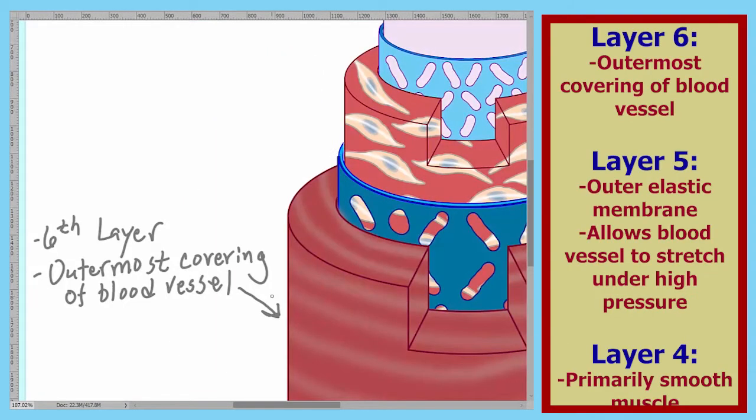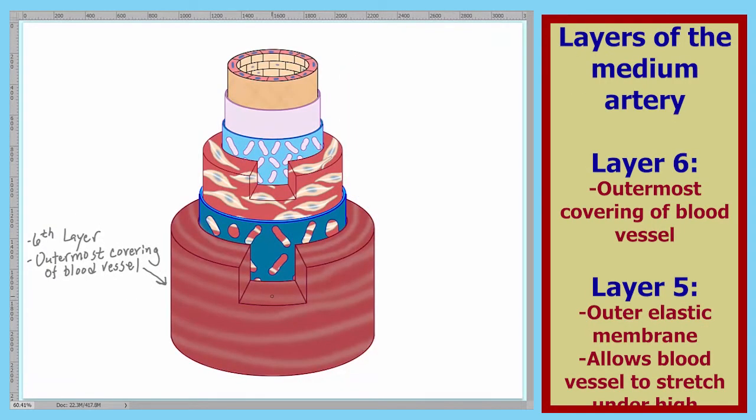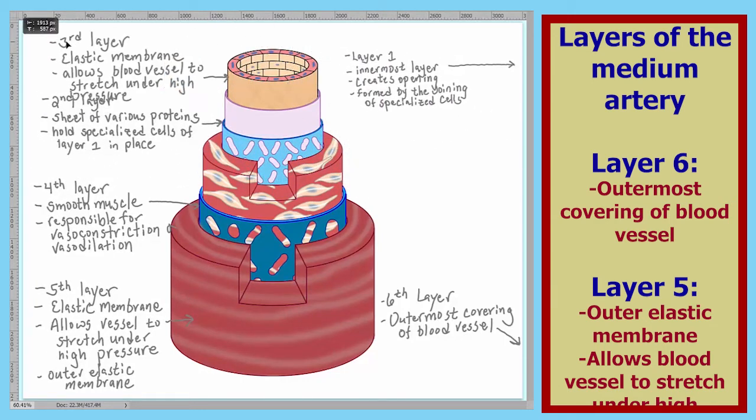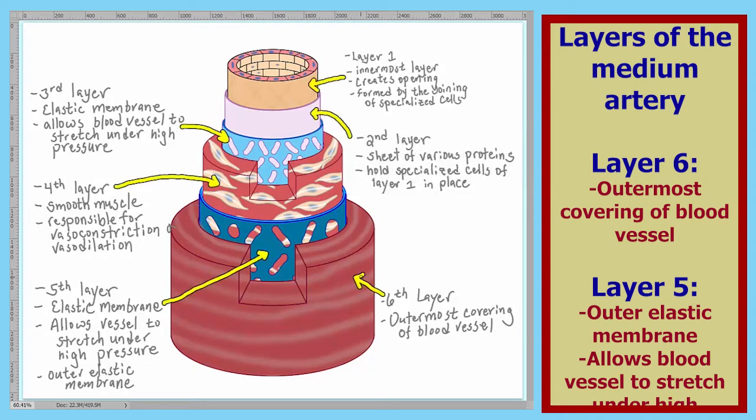And shown here is the sixth layer. It is the outermost covering of the blood vessel. Now we've described all of the layers of the medium artery. Before naming these layers, let's organize our annotations. Let's replace the arrows. Shown here is the annotation and labeling of all 6 layers.